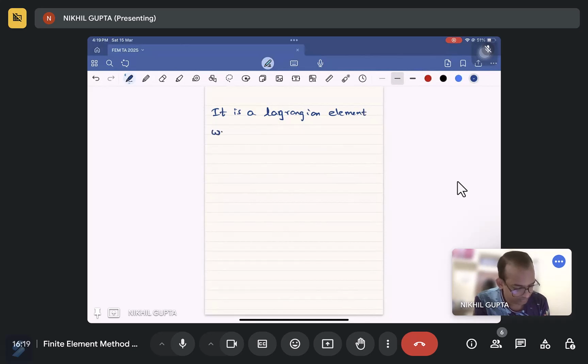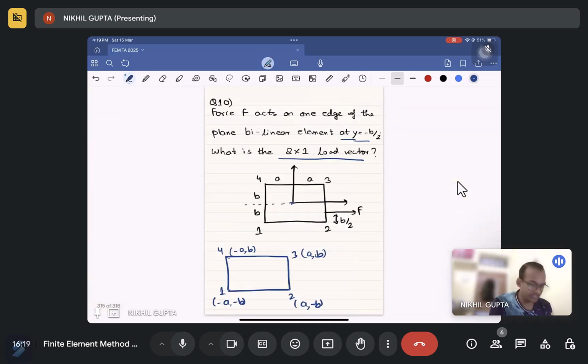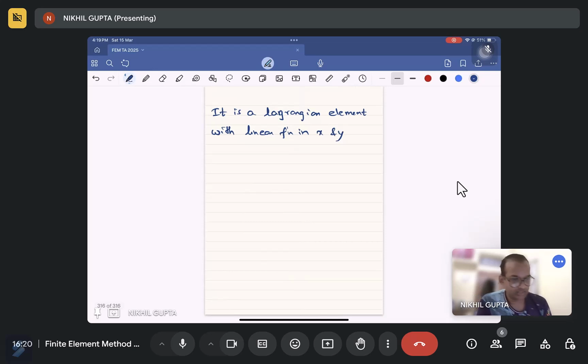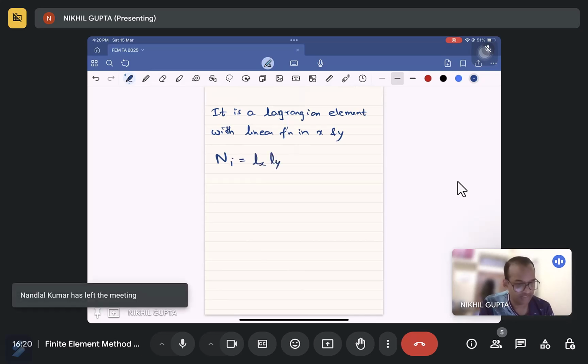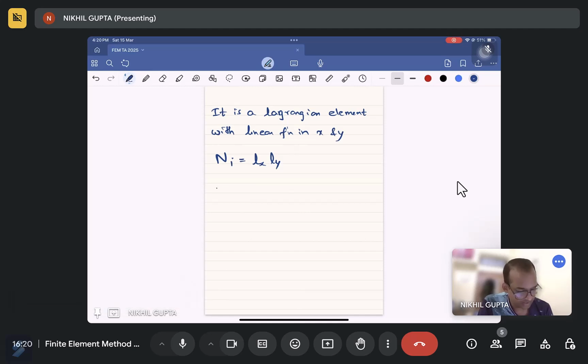With linear functions in x and y. Linear because we have only one node at each of those, so it is linearly interpolated. So I'll write a different way here for finding the shape functions. Ni will be Lx into Ly, the linear functions. We know this from the Lagrangian interpolation.